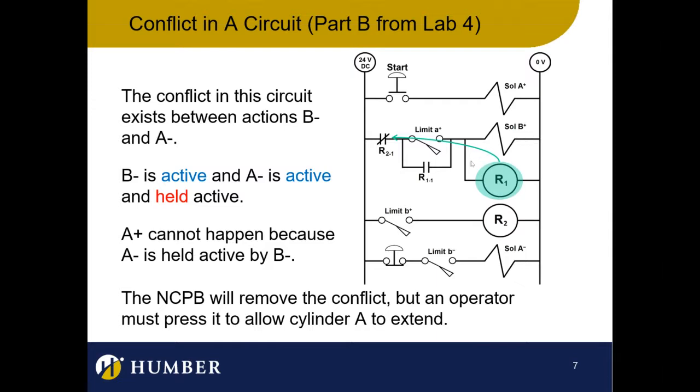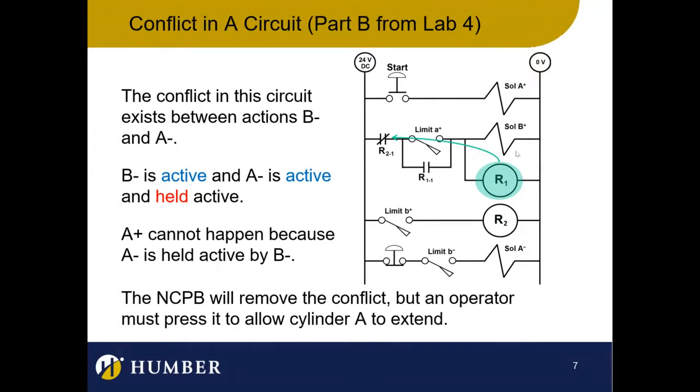B will extend. When B extends, this will become closed. This will energize. It will open this up, and when this becomes open, this de-energizes. Well, there's only one solenoid on the DCV, so the spring takes over, moves the spool, and then it activates the DCV to retract solenoid B. So I press play here, solenoid A goes out, B extends, and then B retracts.